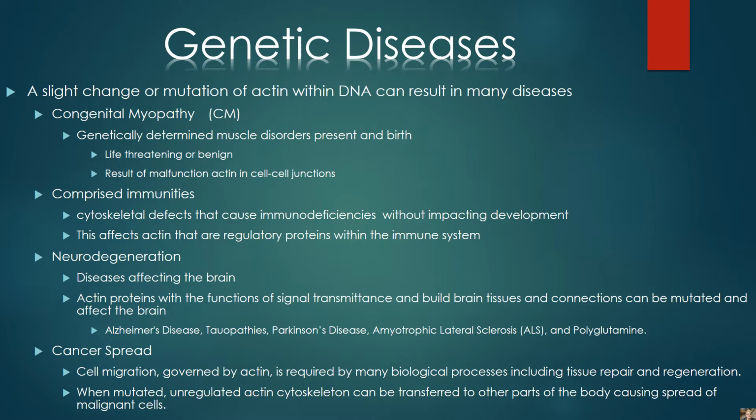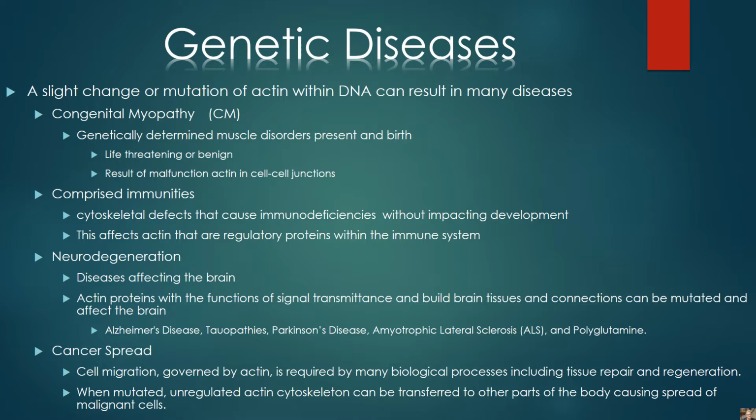Congenital myopathy is one of them. It's a genetically determined muscle disorder present at birth. This would be scoliosis, ALS, things that your body can't control. It's your muscles deteriorating or your bone marrow not being strong enough, anything like that.